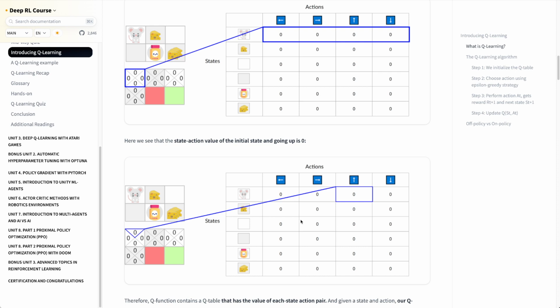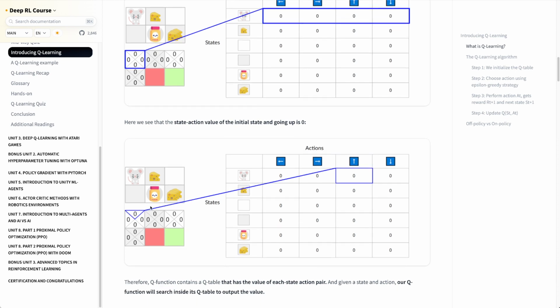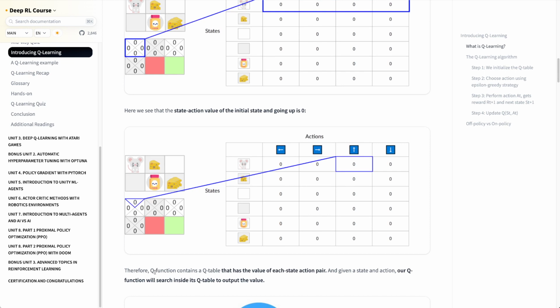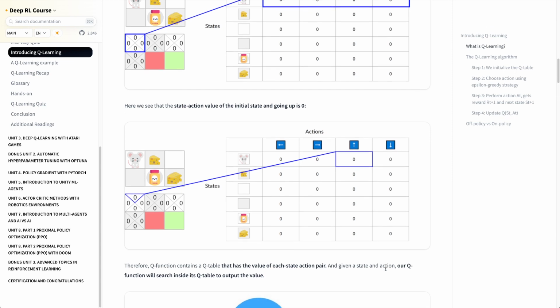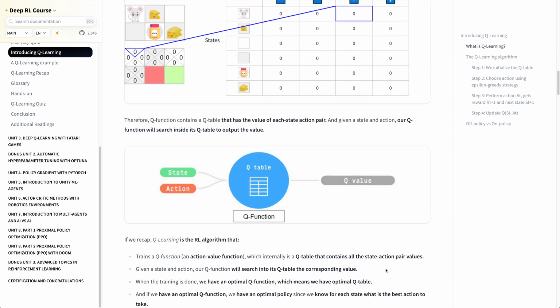Here we see that the state-action value of the initial state and going up is 0. They're all 0, but yes, going up is 0. Therefore, the Q function contains a Q table that has the value of each state-action pair. Given a state and action, our Q function will search inside its Q table to output the value. Sounds good still? Yes, the Q function uses this Q table. That's what we just learned.